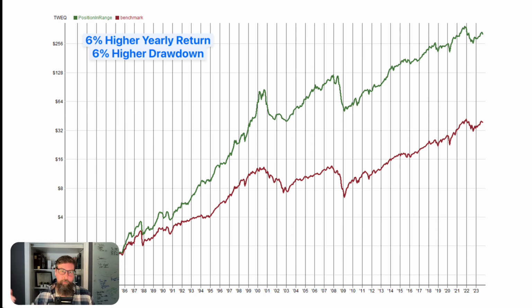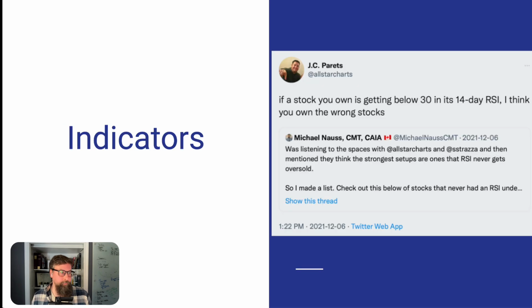Just absolute performance, as we talked about. How much was the stock up? Buy me the top 10 of those stocks. The red line is the S&P 500. It had a 6% higher year-over-year return, and you had a 6% higher drawdown.